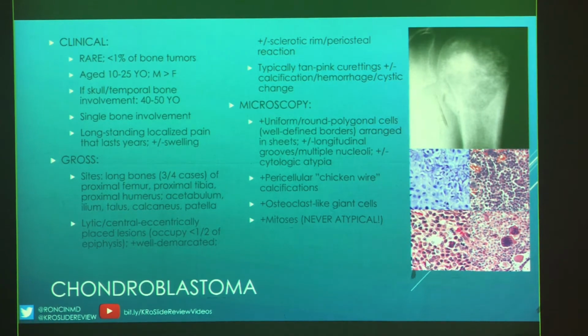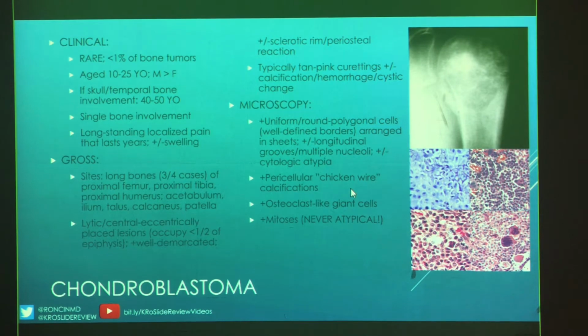On microscopy, we're going to see this uniform, very round, bland cells with well-defined borders, as we saw. And it's just sheets and sheets of these very bland cells. They may or may not have longitudinal grooves. There were maybe a few that we saw in our case, but because we couldn't scan in higher, it was very difficult to evaluate for that. We could tell that there were multiple nucleoli within individual cells and couldn't really appreciate cytologic atypia, but that still fits. What you should also find is pericellular chicken wire calcifications.